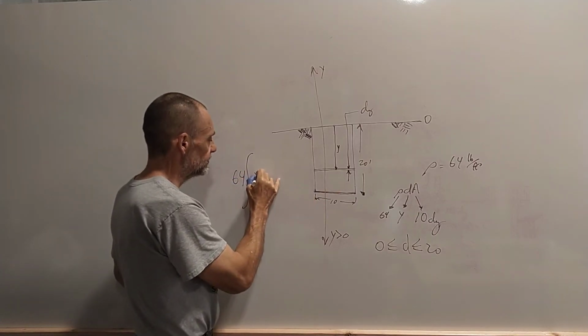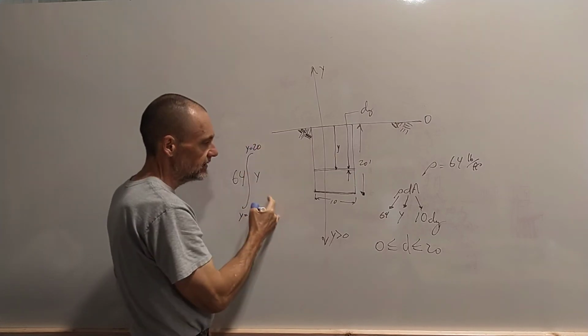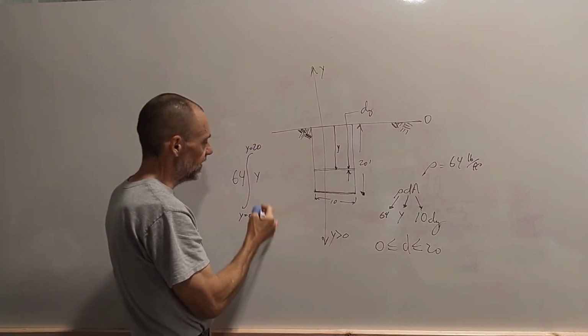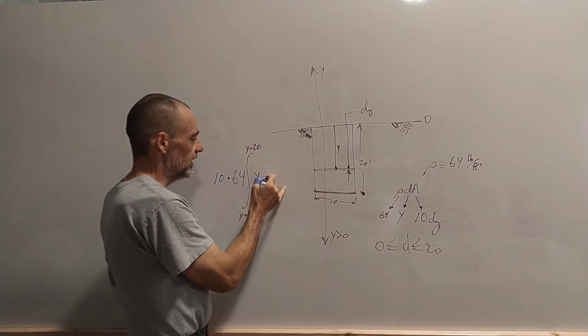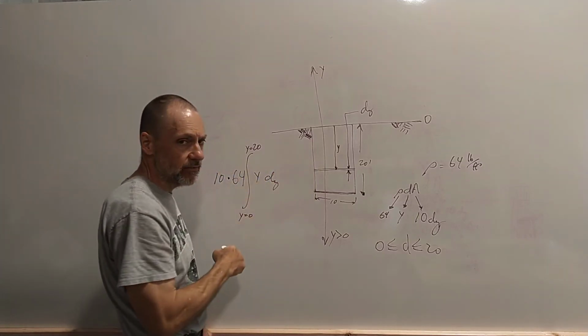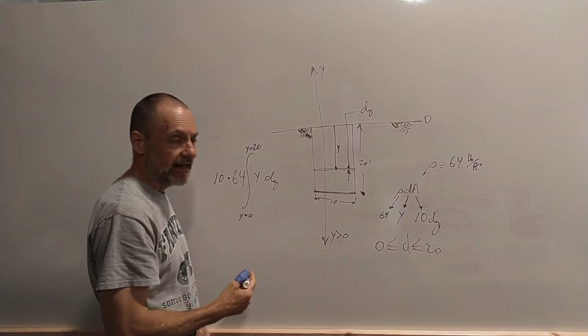Depth is just going to be y. y is going to go from 0 to 20. And then I have 10 dy, which is my area. 10 is also a constant, so that comes out. And I have dy. You end up with a very, very simple integral, okay? But this is basically how these problems go.